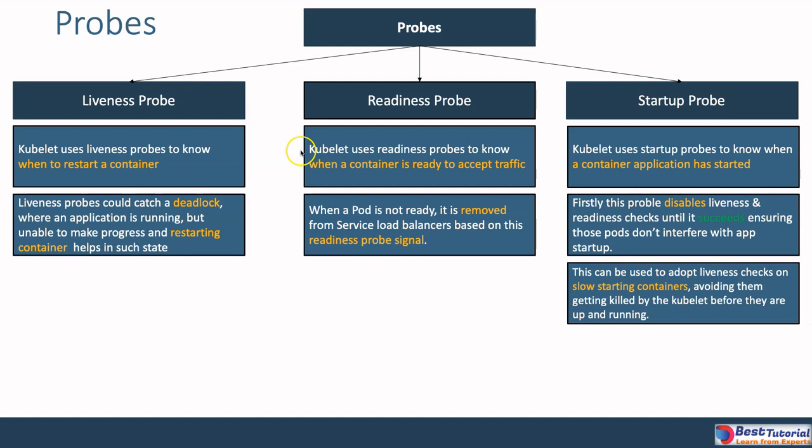And the second thing is, this can be used to adopt liveness checks on slow starting containers, avoiding them getting killed by the kubelet before they are up and running. If a sufficient amount of time has already been taken to start the container, usually the default timeouts of pods in Kubernetes will kick in, and it will go into an infinite loop of terminating and restarting. To avoid such situations for slow starting application containers, we can use the startup probe. And an important thing here is, whenever the startup probe is in action, until it succeeds, it is going to disable the liveness and readiness probes, even if they are defined in our deployment manifest.